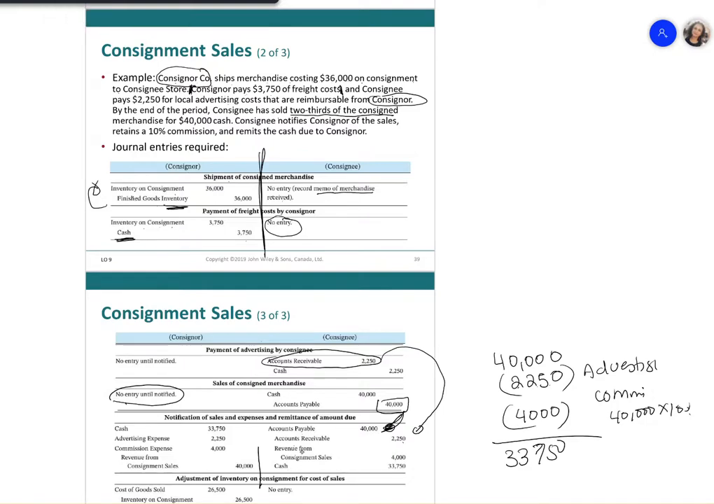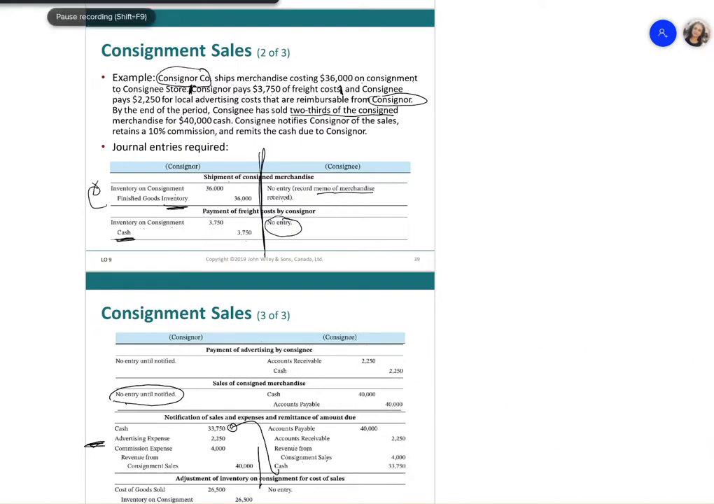So in this case, they have a commission revenue, called revenue from consignment sale, which is $4,000. That is your credit. Your accounts receivable is a credit, and your cash is a credit. Now they paid cash, and they are going to be receiving cash. When they receive cash, they will record the advertising expense and a commission expense, because only now have they paid them, and then the credit will be your $40,000.